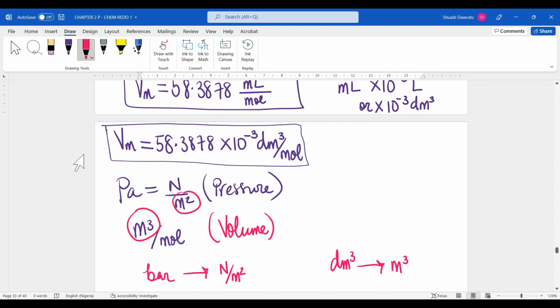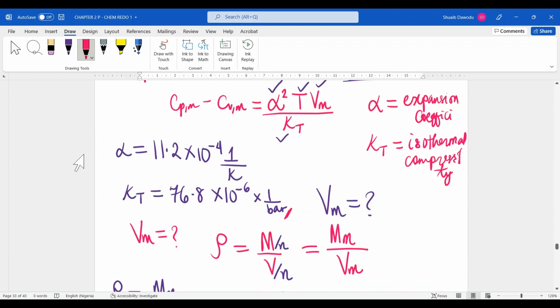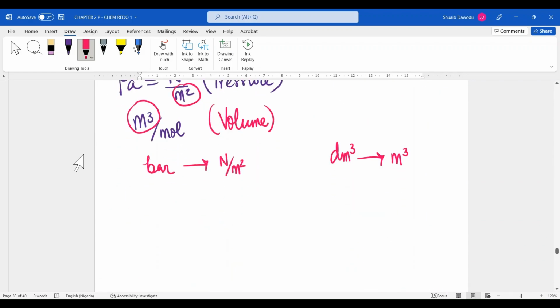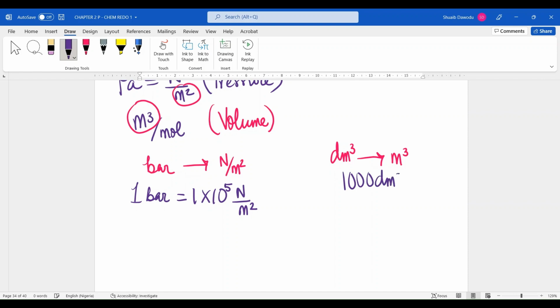And that's basically how it's done. So we know that 1 bar is equal to 1 times 10 raised to the power of 5 Newton per meter squared, okay? And we also know that 1000 dm cube is equal to 1 meter cube.